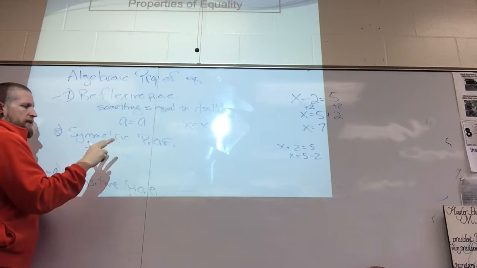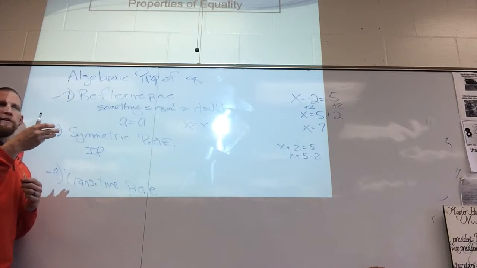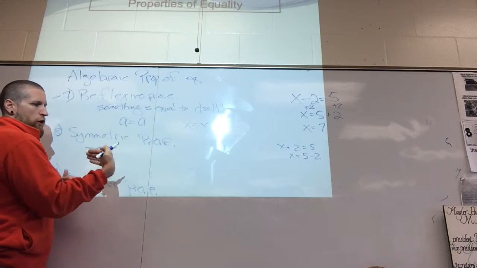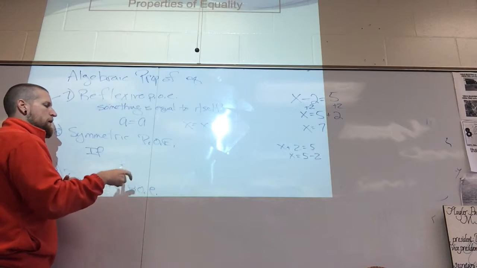This is the property that allows you to reverse sides of an equation. The only time this probably gets used is for the people that like to see variables on the left-hand side of the equation as opposed to the right.